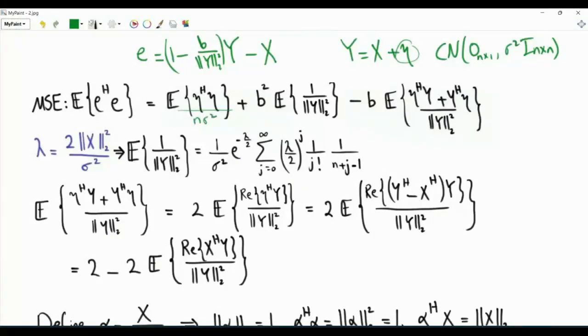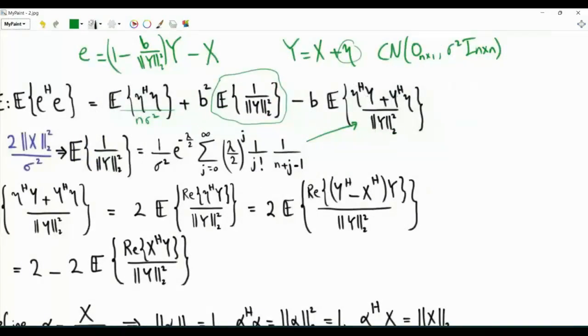This one here is just n sigma squared. Now, on the previous page, we evaluated this expectation here in terms of this series. And now we shift our focus to this expectation here: the expectation of eta Hermitian y plus y Hermitian eta, divided by the L2 norm squared of y. We also need to evaluate this expectation. Now, eta Hermitian y and y Hermitian eta are each a complex scalar, and these two quantities are the complex conjugate of one another. So I can replace these two by 2, and then I put the real part of eta Hermitian y.